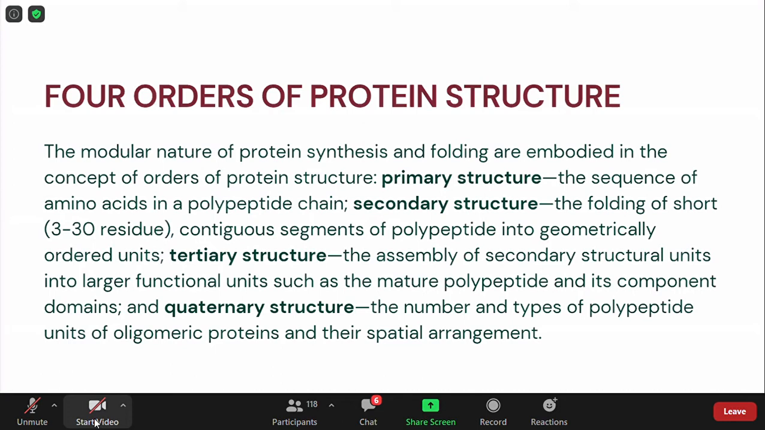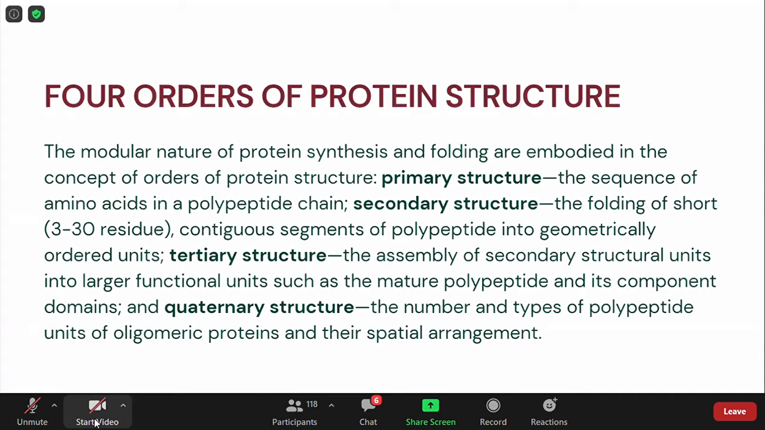Now the four orders of protein structure. We have the primary, the one that is mentioned already, the amino acids joined together by peptide linkages. You may have as few as three amino acids, a good example being glutathione, or a protein which may have several thousands of amino acids involved. Okay? That is the primary structure.